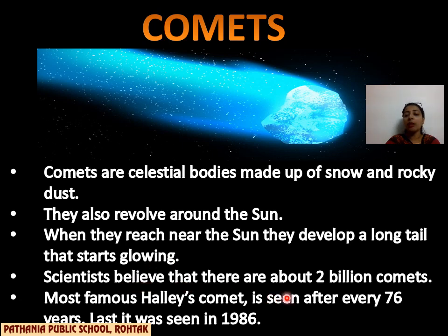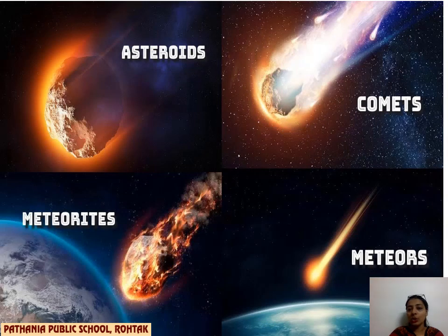Scientists believe that there are about 2 billion comets. मतलब हमारे स्पेस में 2 बिलियन कॉमेट्स हैं right now. The most famous comet is Halley's comet, जो every 76 years में हमको नजर आता है, और last कब नजर आया था? In 1986. तो अभी तो बहुत सारे साल हैं इसको देखने के लिए. So that was all. Just now we have discussed asteroids, comets, meteors and meteoroids.